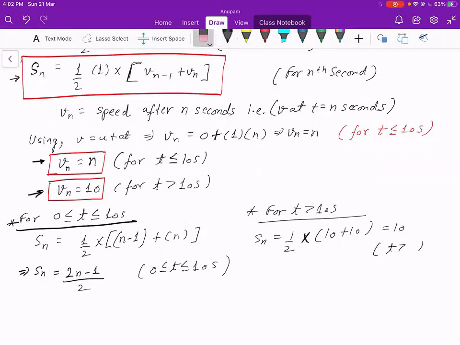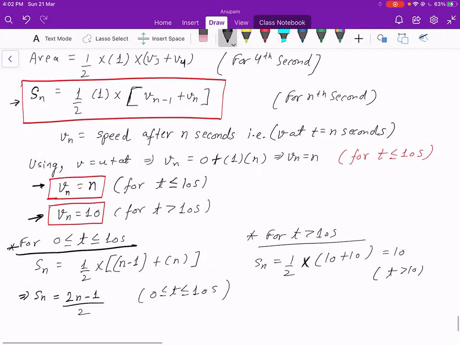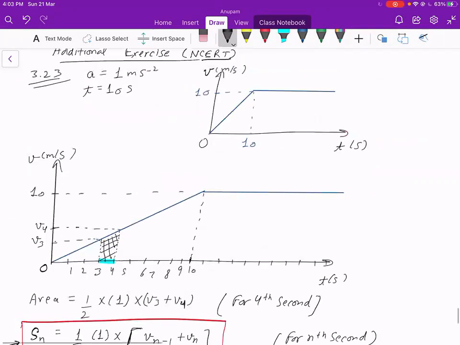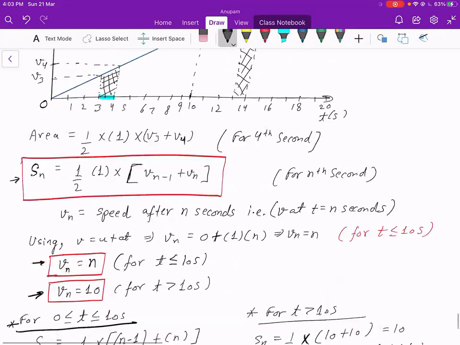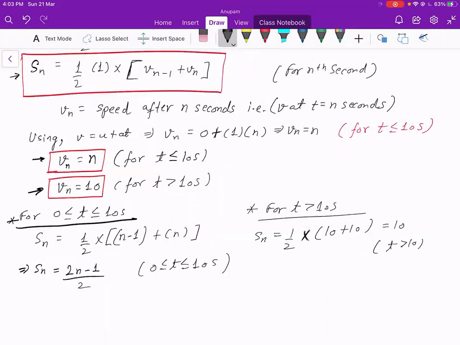Alternatively, this is one approach. It is even easier to see from the diagram. If I take any arbitrary 1 second interval in this case, my area under the curve is going to be 1 into 10, which is simply 10. Are you able to see that? So this area is 10. Yeah, so that's what I get from the formula also.